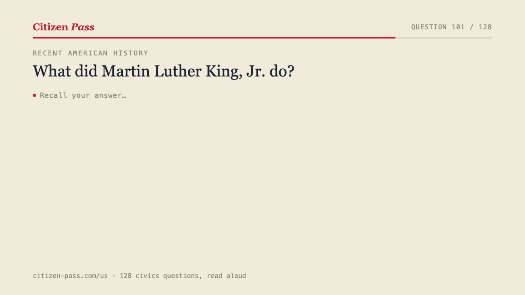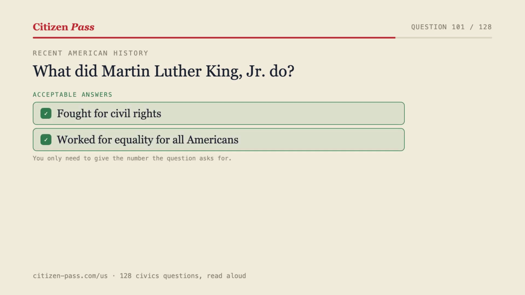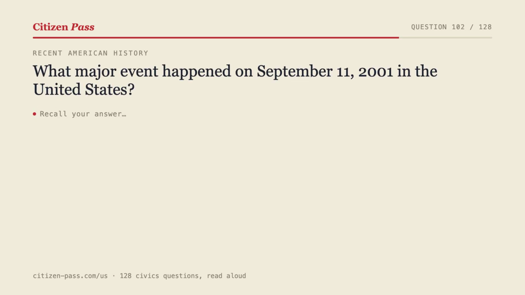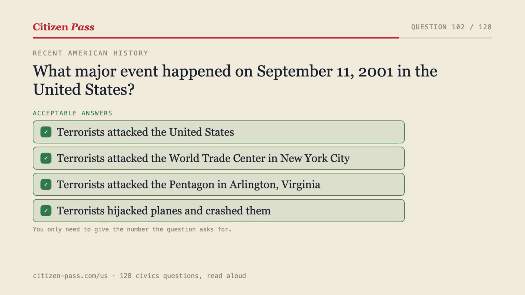What did Martin Luther King Jr. do? Acceptable answers include fought for civil rights or worked for equality for all Americans. What major event happened on September 11, 2001 in the United States? Acceptable answers include terrorists attacked the United States, terrorists attacked the World Trade Center in New York City, terrorists attacked the Pentagon in Arlington, Virginia, or terrorists hijacked planes and crashed them.